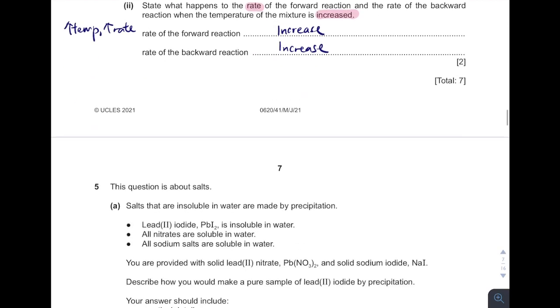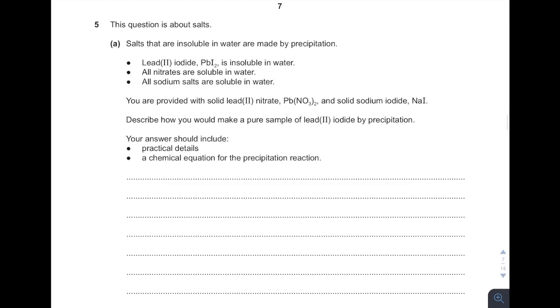Then next one, preparation of salt. Given here, salts that are insoluble are made by precipitation. Lead iodide is insoluble. All nitrates are soluble in water, all sodium salts are soluble in water. You are provided with solid lead nitrate and solid sodium iodide. So how would you make a pure sample of lead iodide by precipitation?